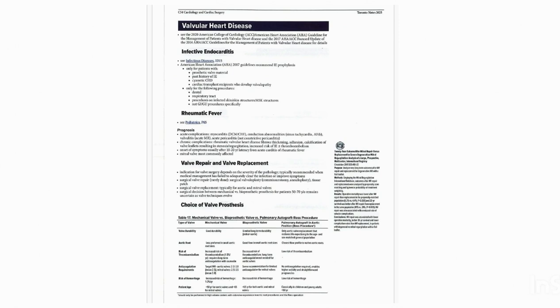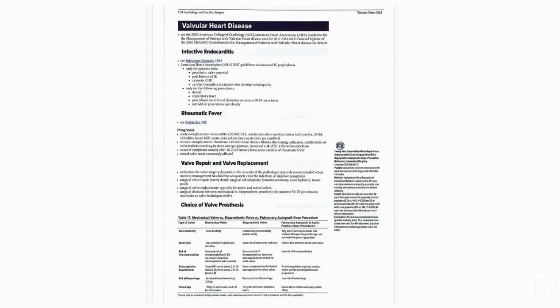Repair techniques include valvuloplasty, commissurotomy, annuloplasty, placement of a tissue patch. Valve replacement. If repair is not feasible, valve replacement is performed.